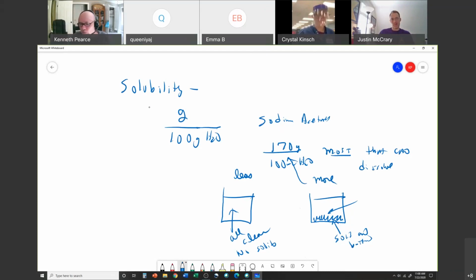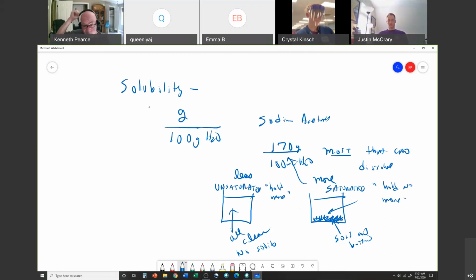Any extras, okay? And so we give these special names, and we're going to call this unsaturated, which means it can hold more. And when we see solid on the bottom, we're going to call this saturated, which means it can hold no more. We're going to call it unsaturated and saturated. Unsaturated, you can stir more in.